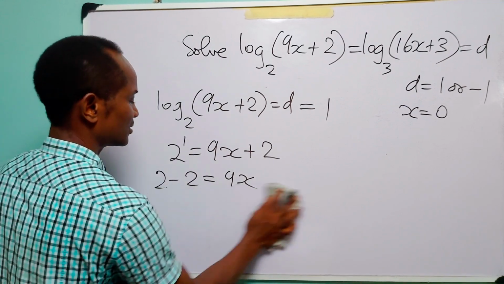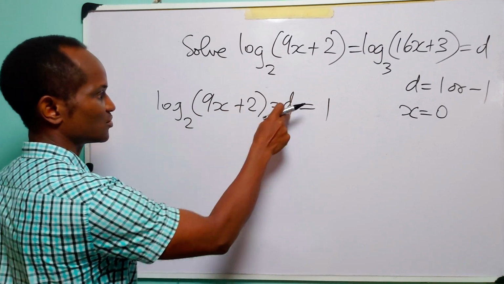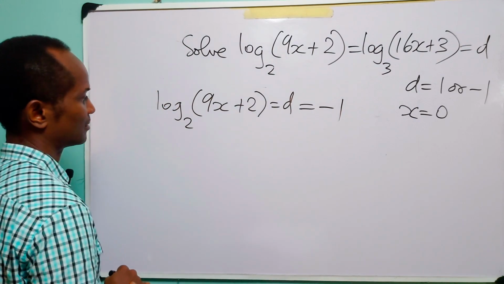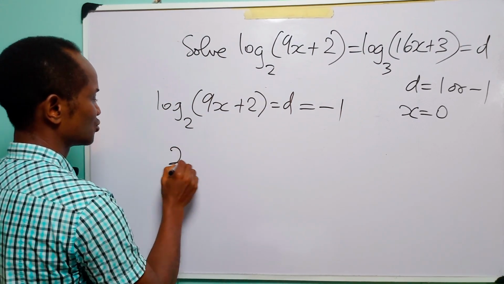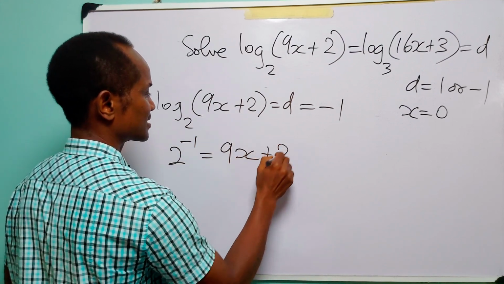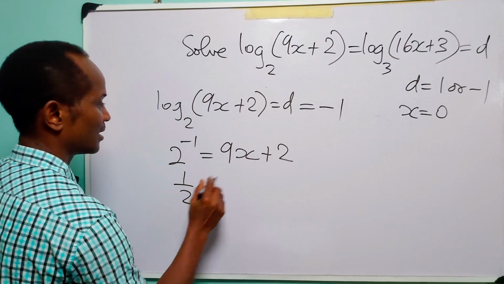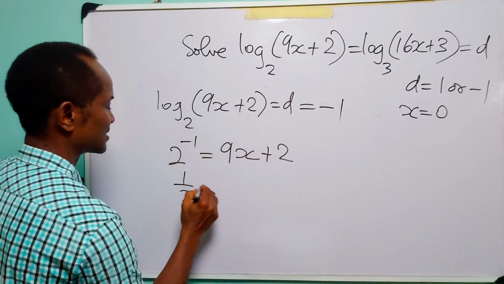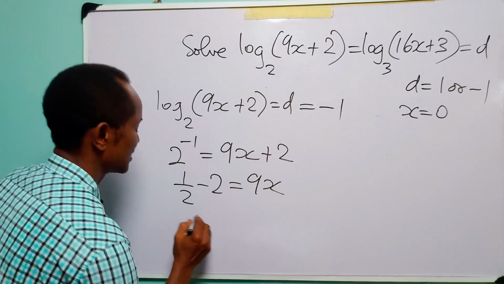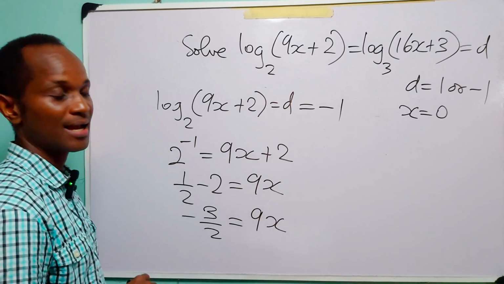Now for the second value, we have that log to base 2 of 9x plus 2 is equal to d, and in this case d is equal to minus 1. So from here we have that 2 to the power minus 1 is equal to 9x plus 2. This is half. Bringing this over to the left hand side, we have minus 2, and this is equal to 9x. That is minus 3 over 2, and this is equal to 9x.